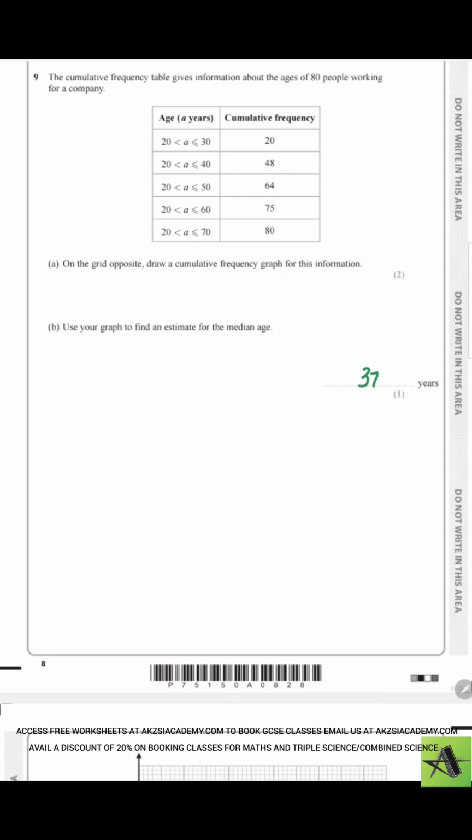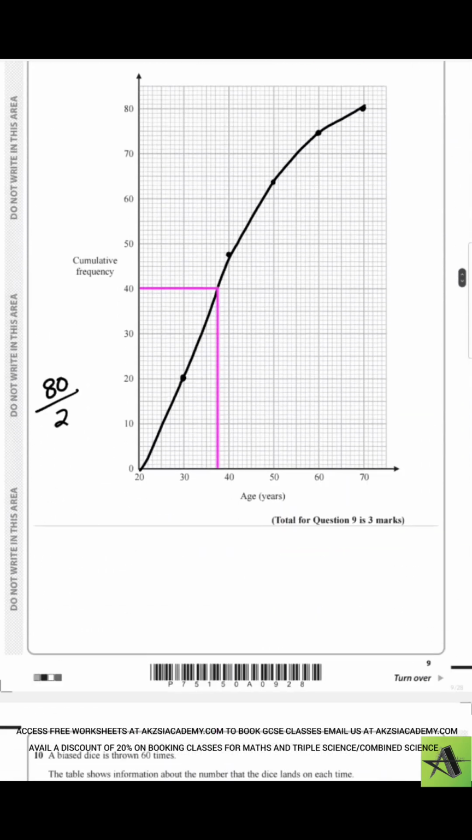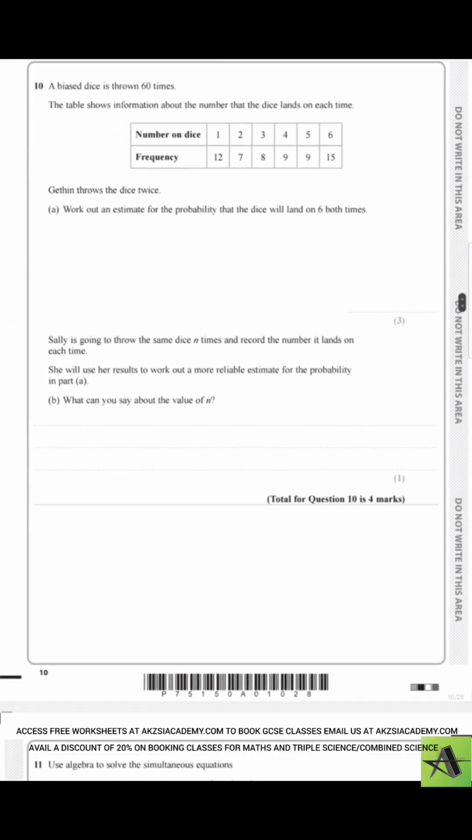Moving on to the next question. You can see it's a probability question. A biased dice is thrown 60 times. The table shows information about the number that the dice lands on each time. The numbers on the dice 1, 2, 3, 4, 5, 6 and the frequencies are given. That means when the dice is rolled 60 times, we will see number 1 arrive 12 times. Similarly, number 2 arrives 7 times and so on. That's the meaning of frequency there.